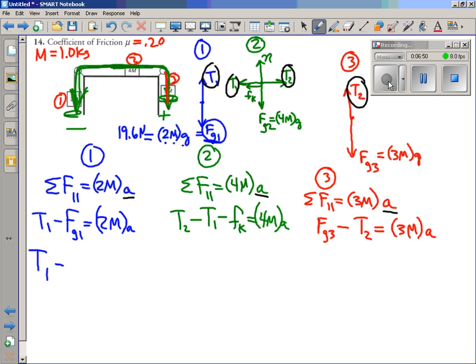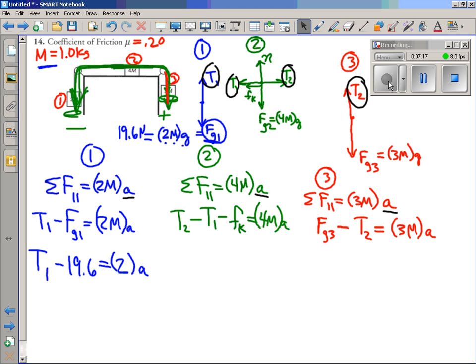So I can plug that in here. And I'm going to keep units out just to keep it sort of cleaned up here a little bit. I have to be very careful though when I do that. So 19.6 newtons equals 2 times m, well, mass. M is just 1 kilogram. So 2 times 1 kilogram is 2 kilograms times A. A is one of the things I'm solving for.